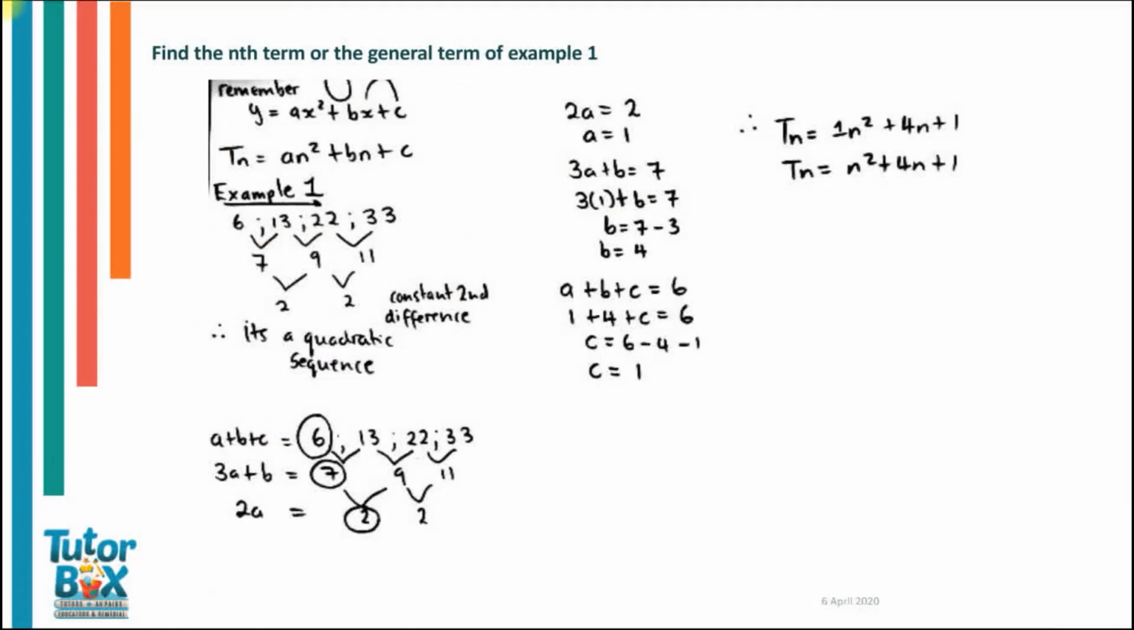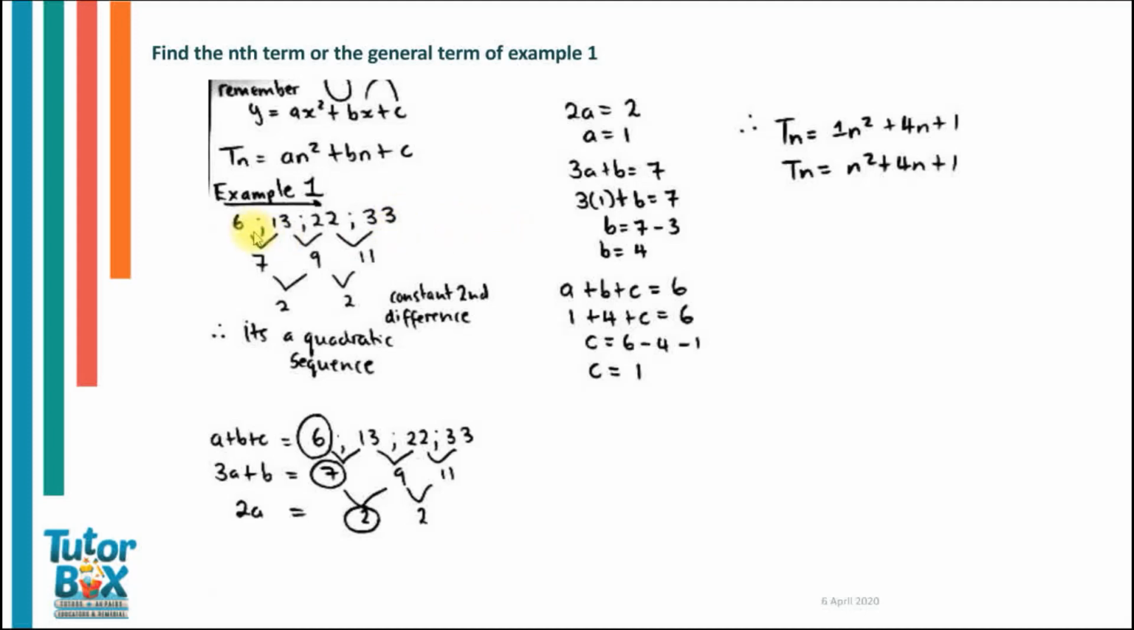Okay, so let's look at some nice examples. It says find the nth term or the general term of example 1. So here's example 1, right? We know the formula for the general term is Tn = an² + bn + c. But now they've given us these four values: 6, 13, 22, 33, and so on.